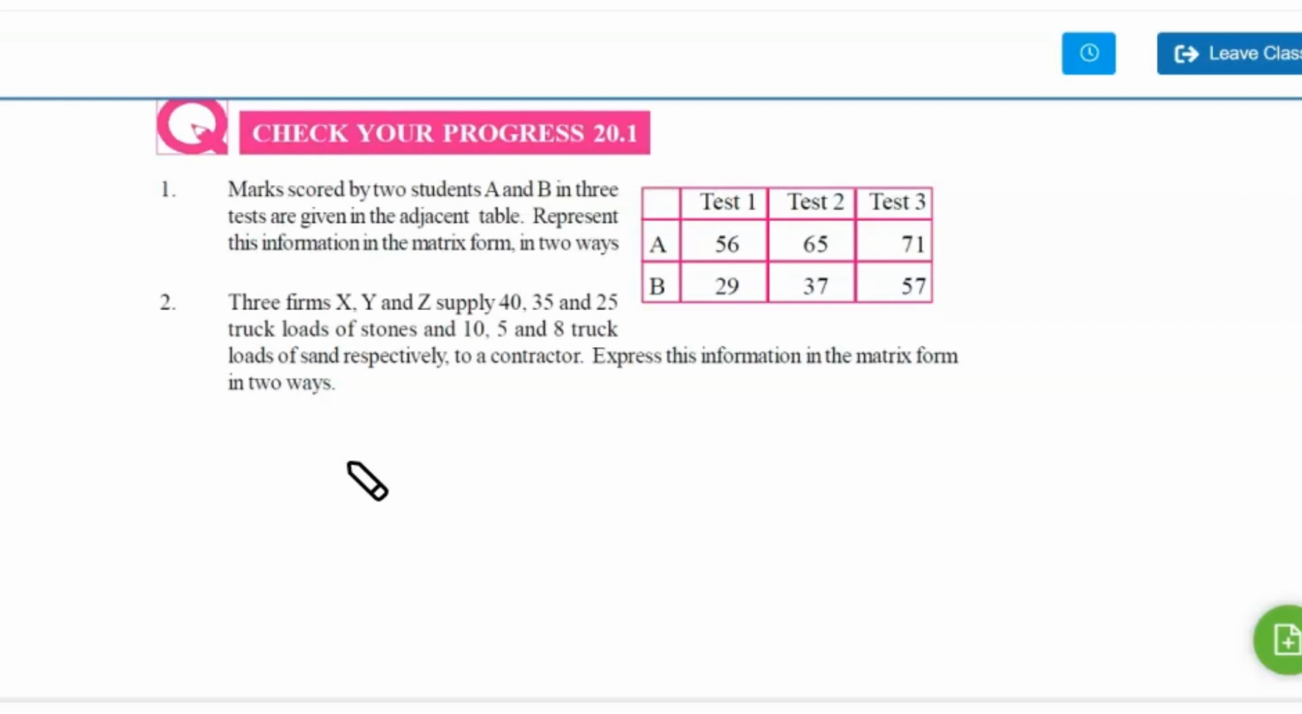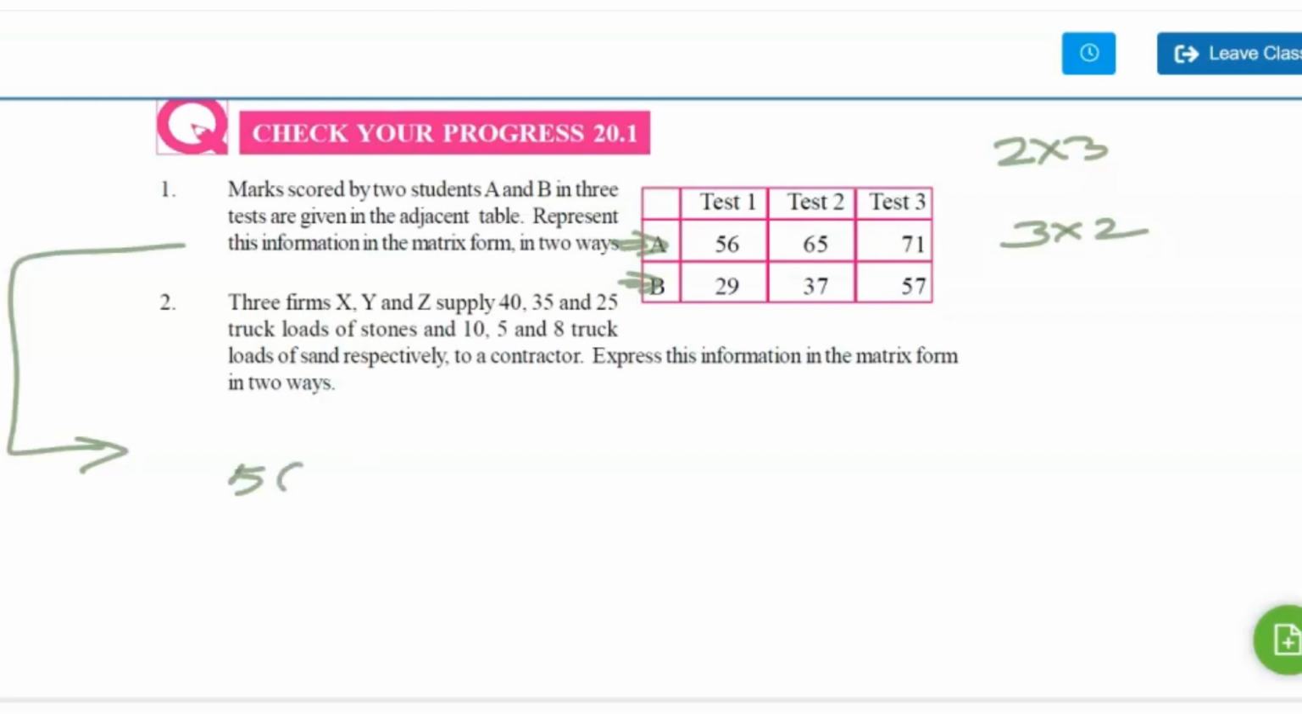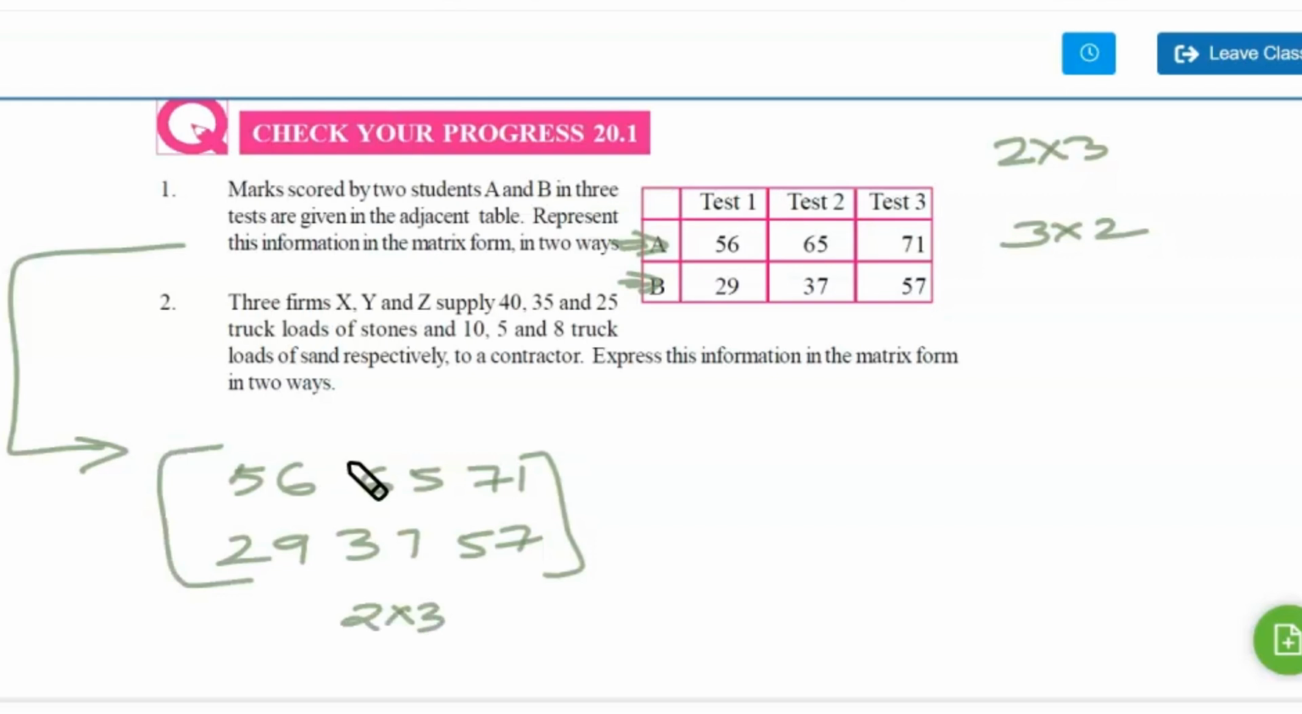So you can form two types of matrix from this given tabular data. It can be a 2 by 3 matrix or a 3 by 2 matrix. First, let the matrix look like this one. If in that case 56, 65, 71 can be the first row, the second row will be 29, 37 and 57, and just put it like this. It is a 2 by 3 matrix.